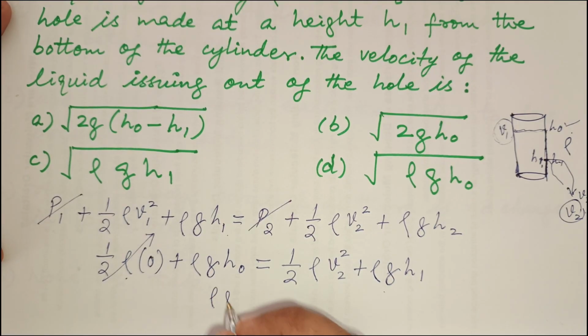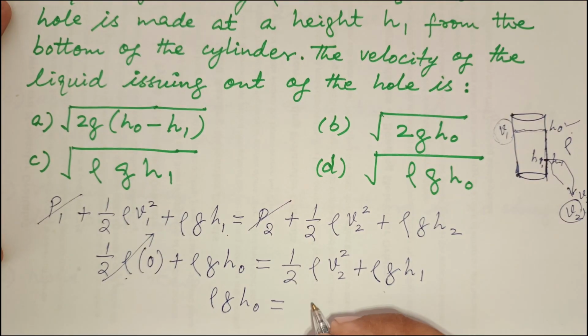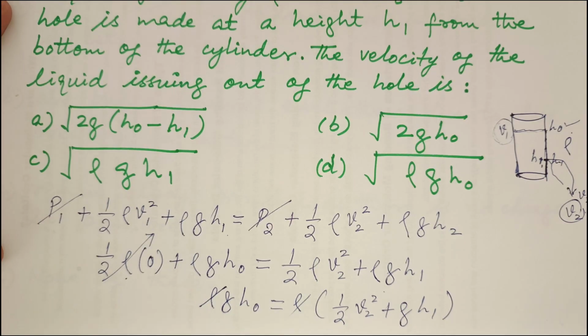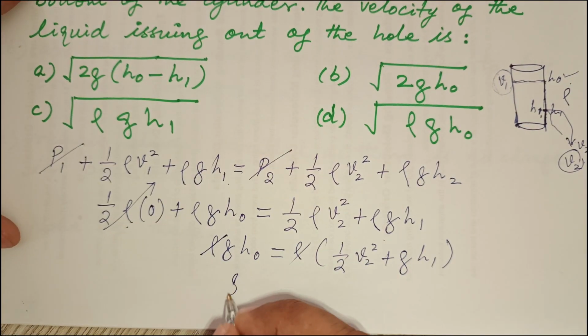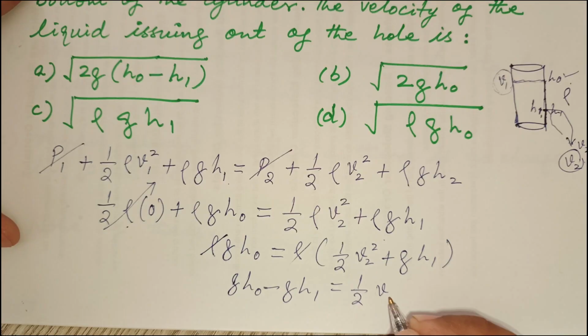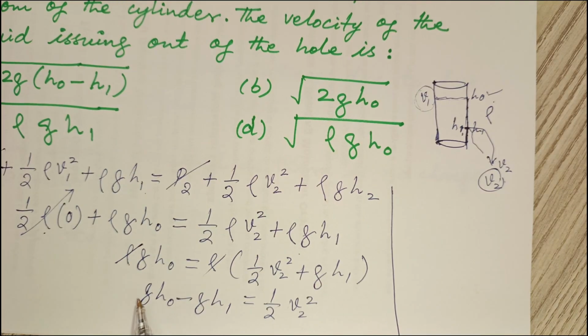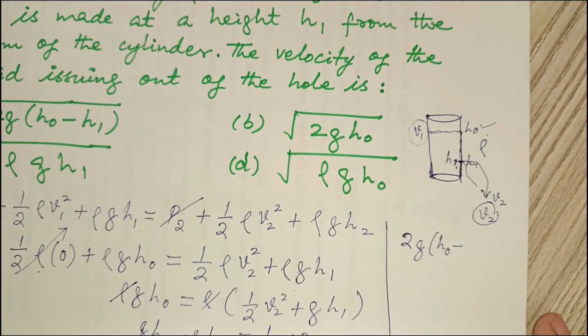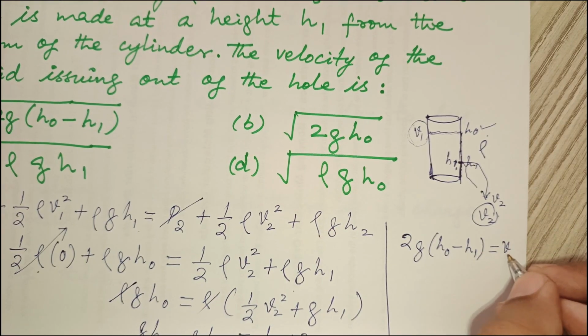We're left with rho g h0 equals, I can take rho as common, then we'll have half V2 square plus g h1. So rho cancels with rho, okay, we have g h0, this will come to the other side, this becomes minus g h1, this is half V2 square, this 2 will move to the other side, it will come over here, I will take g as common, so I will have 2g (h0 minus h1) equals V2 square.